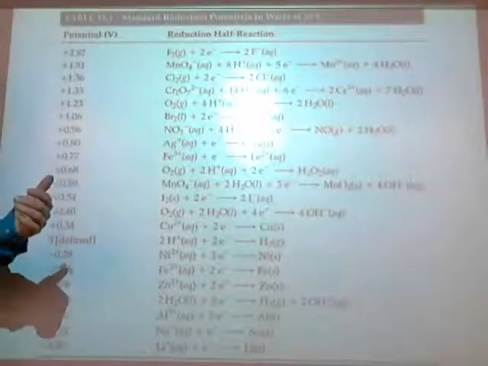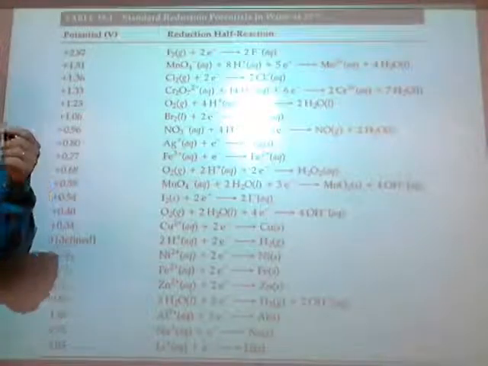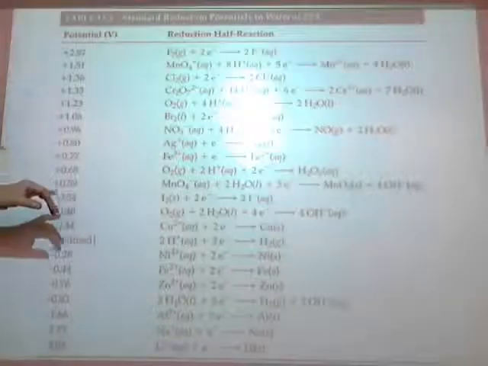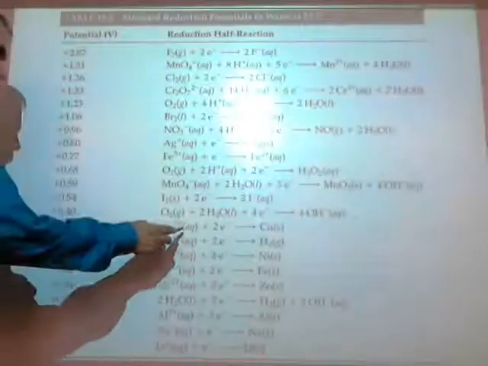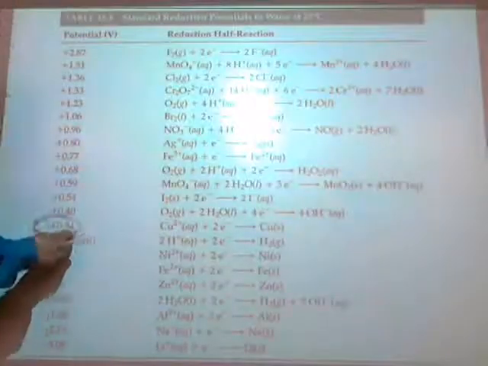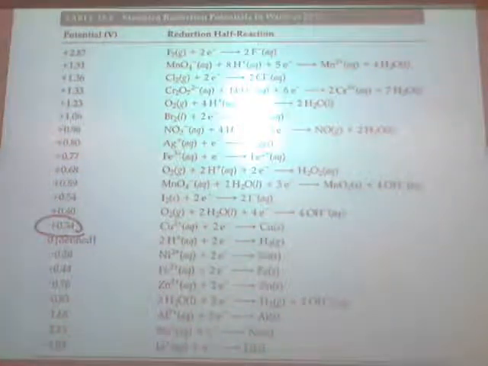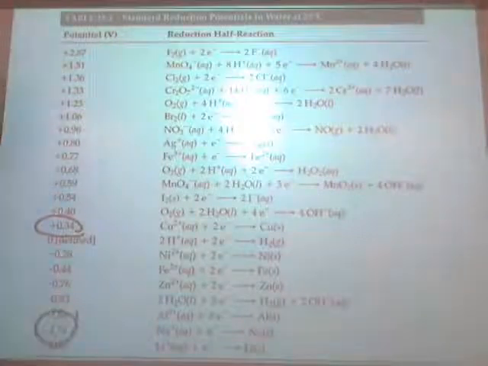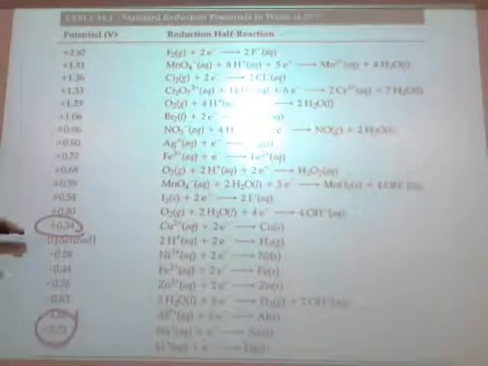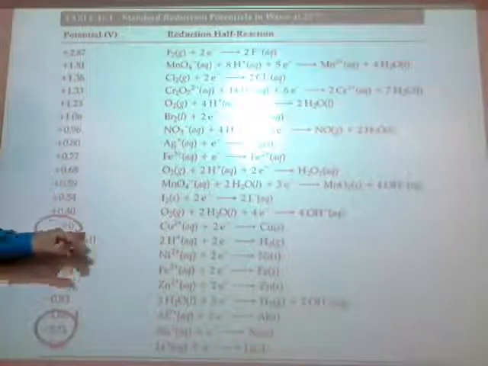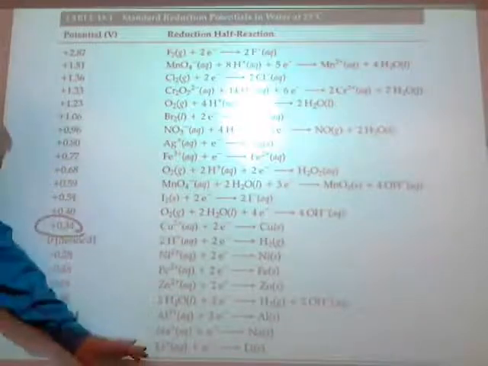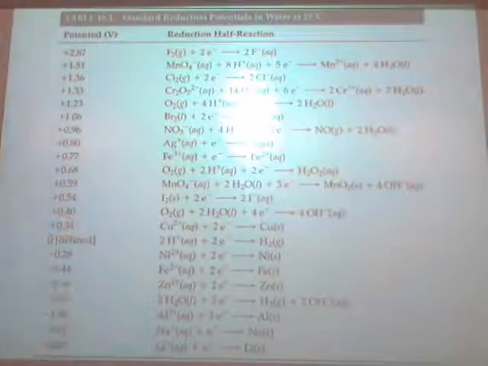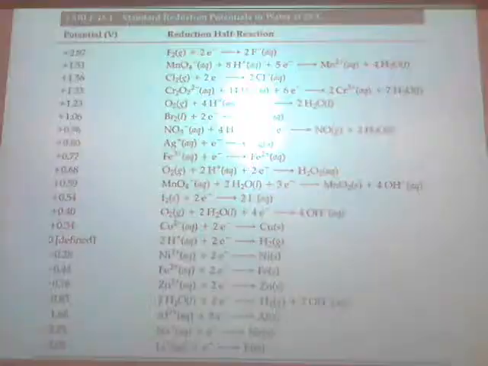Let's find the two guys that are happening on there. What are the two guys that are changing? Copper and sodium. Copper is 0.34. Find sodium on there. Negative 2.71. So we know who's going to keep their reaction the same. This one up here is higher, so I'll keep copper as this, and I'll reverse sodium.